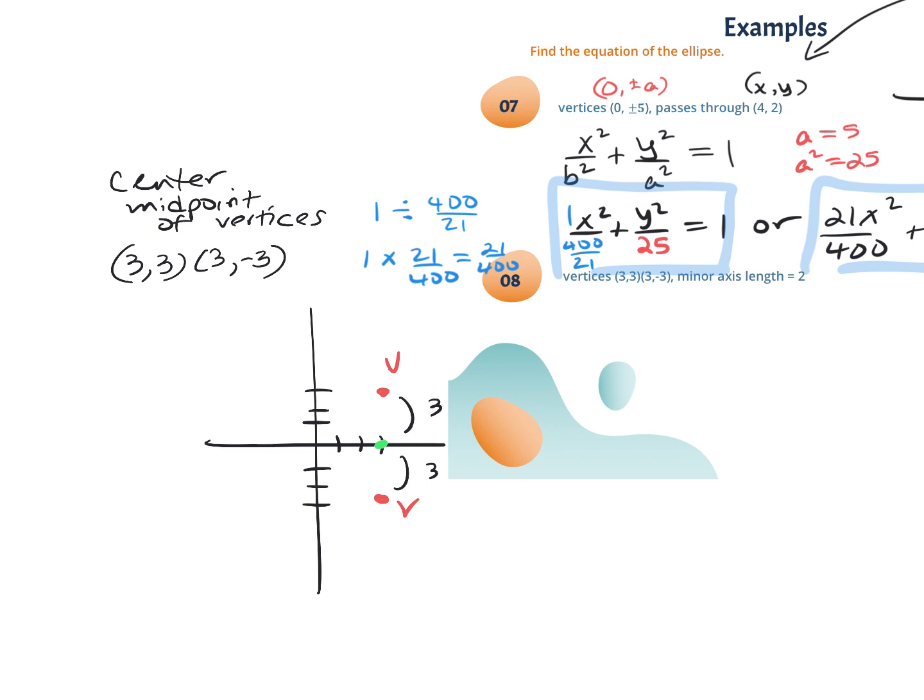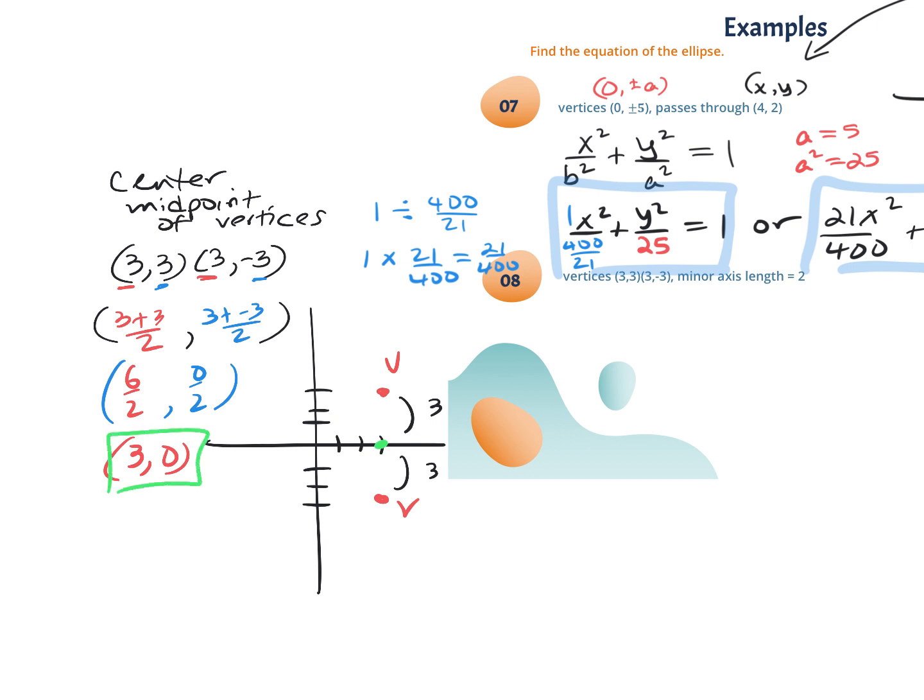And the midpoint formula is you add the x's, divide by 2, add the y's, divide by 2. So 3 plus 3, divide by 2. 3 plus negative 3, divide by 2. And this gives me 6 over 2. This gives me 0 over 2. So again, your midpoint or your center is the ordered pair 3, 0. So that's my center. And again, you could have just counted the little gaps there.